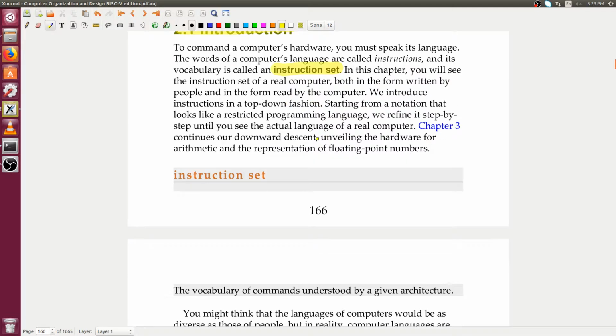So let's see. We introduce instructions in a top-down fashion, meaning that we're going to start from the notation that looks like a restricted programming language, and then it's going to be refined step by step until it looks like an actual language of a real computer.